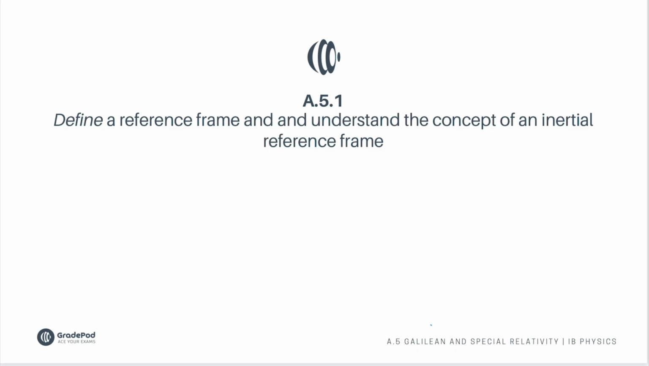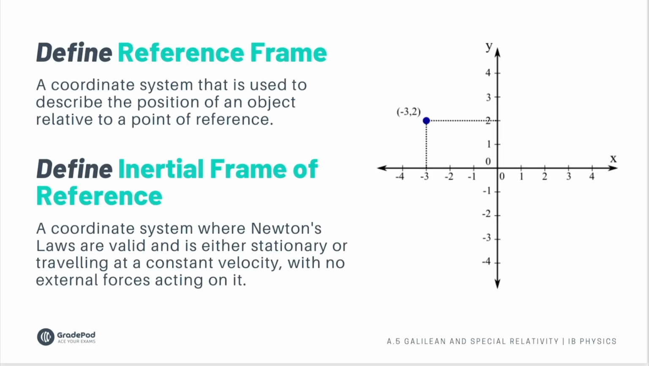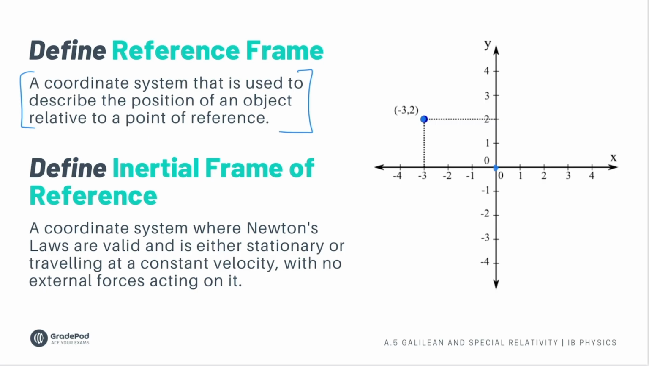We're going to start this tutorial with defining a reference frame and understanding the concept of an inertial reference frame. The definition of a reference frame is that it's a coordinate system that is used to describe the position of an object relative to a point of reference. So a point of reference is here, that's 0, 0, and we have an object here, and we can describe that position by using the grid system relative to this point of reference. So the grid system is minus 3 x, 2 y. It's important that we have this grid system and this reference frame because it allows us to explain where things lie relative to each other.